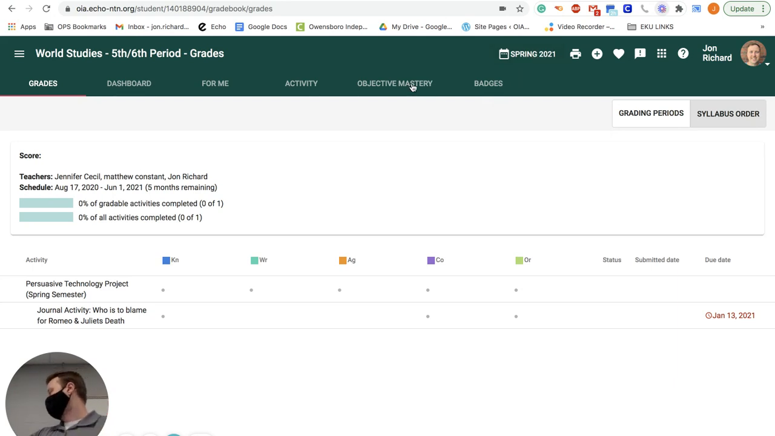Maybe two, like persuasive technology project, and it should say journal activity. And that's it. Is that what y'all are seeing when you first go into grade? Okay, so yours does pop up to spring. So that will give you your score. Right now, your score is blank. You have no score for this. So your first assignment is what we're doing today, journal activity. Okay, so that's your first assignment.